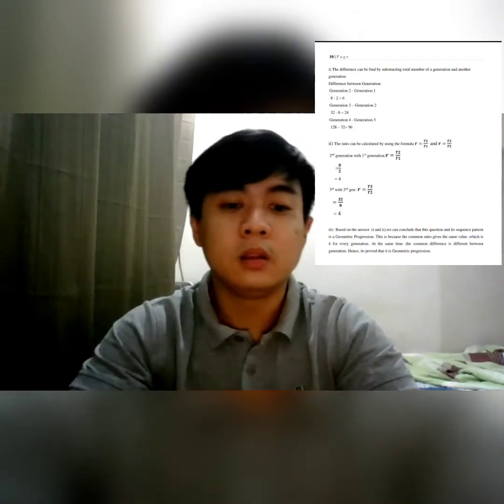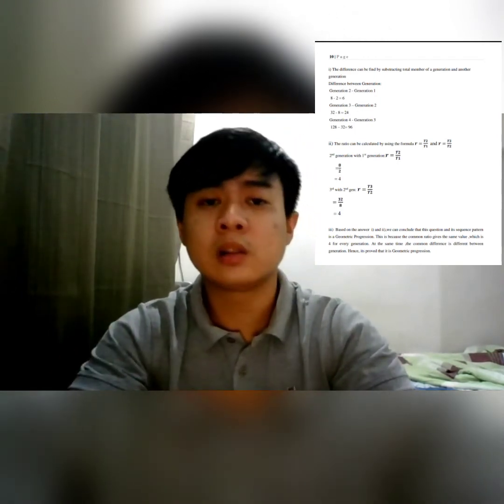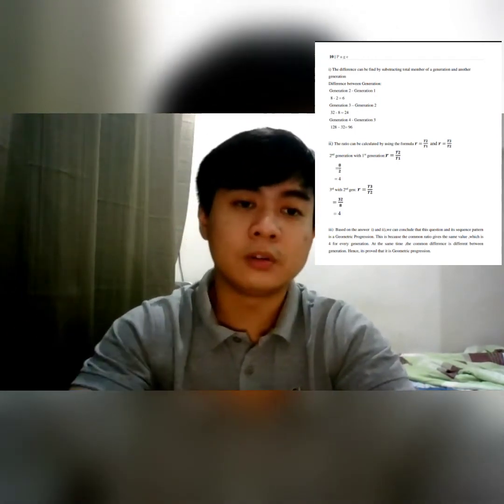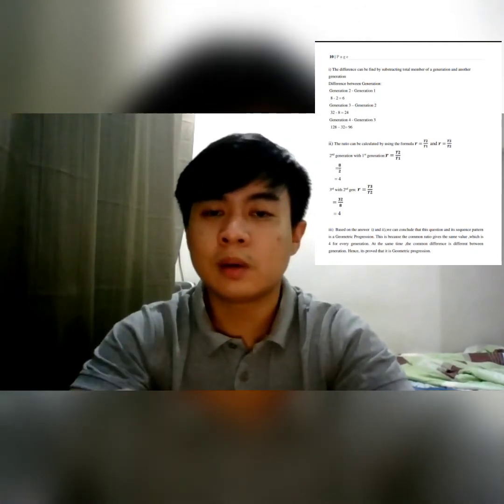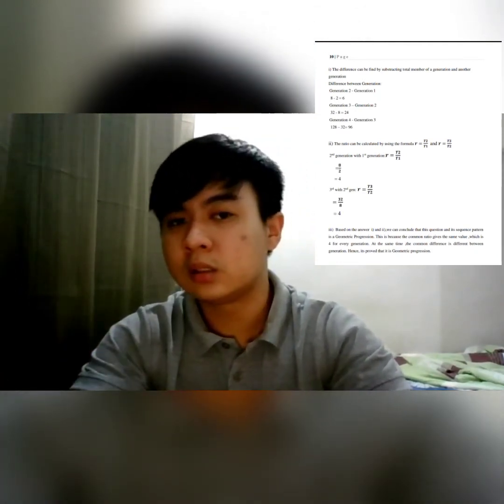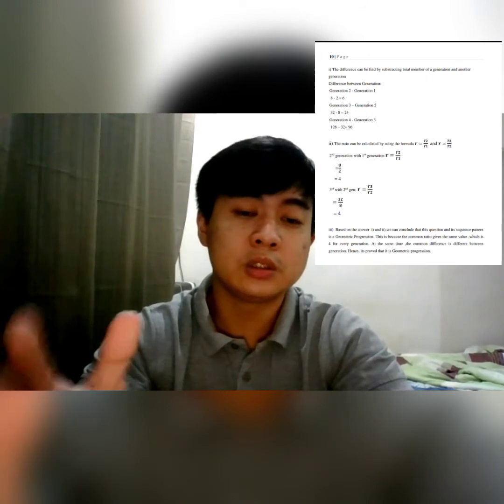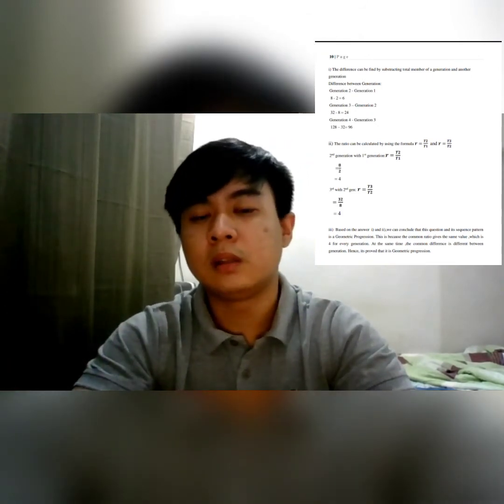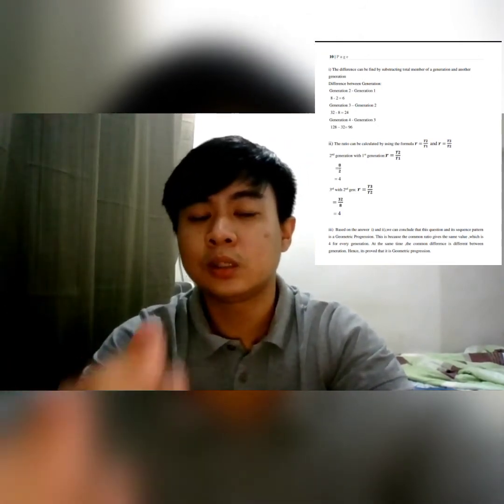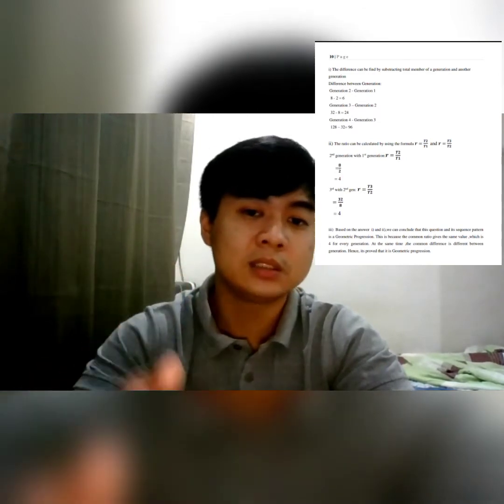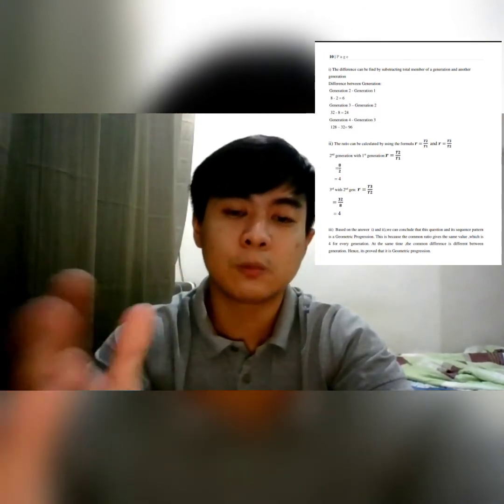For B1, the difference between generations can be calculated by taking the total members of a generation and subtracting another generation from it. For example, generation 2, which is 8 members, minus generation 1, which has 2 members, equals 6. So that means 6 is the difference between generation 2 and generation 1.